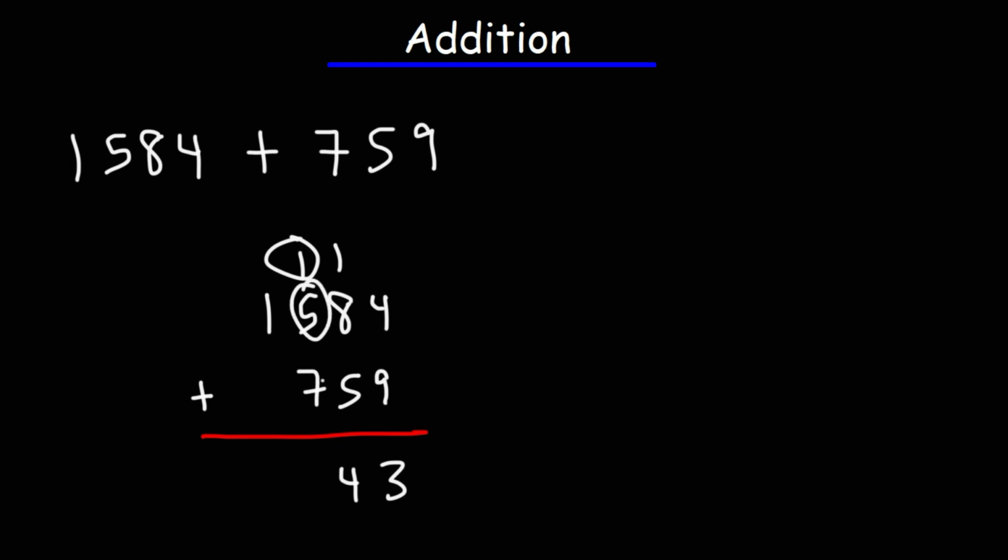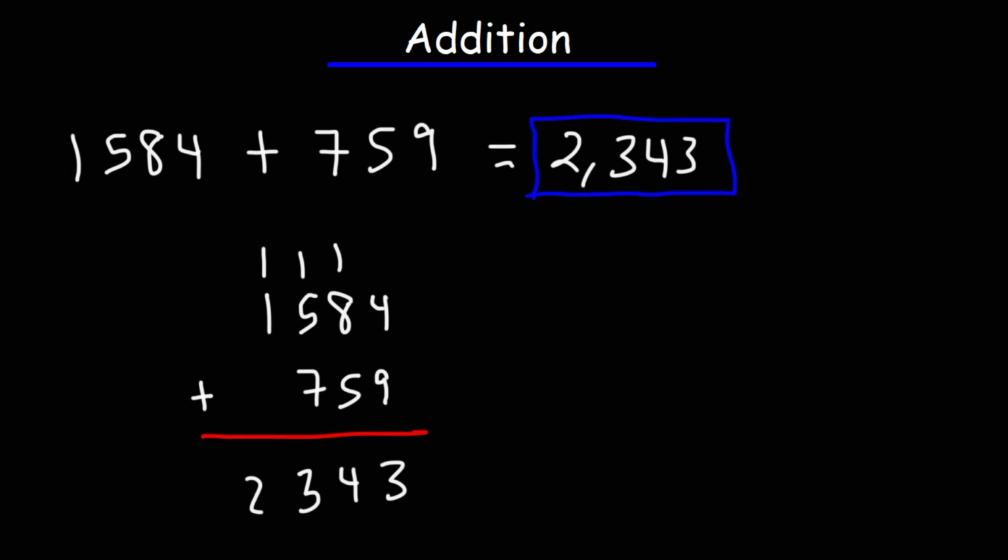1 plus 5 is 6. 6 plus 7 is 13. So we're going to write the 3, carry over the 1. And then 1 plus 1 is 2. So the answer is 2,343. So that's what you can do to add two large numbers.